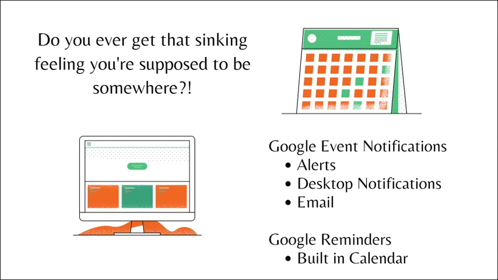Today we'll talk about the different types of notifications you might use, including alerts, desktop notifications, and being notified via email, and also a built-in calendar that you have within your Google Calendar called Reminders. So we'll talk about the advantages and disadvantages of each and show you how to build in these notifications to all of your upcoming events for the upcoming semester.